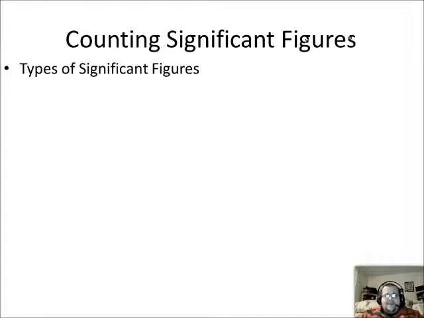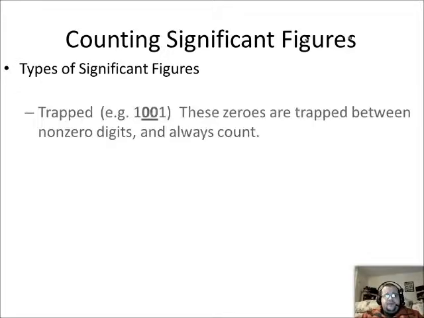Now, we have three basic types of significant figures when it comes to zeros. While all non-zero numbers are going to be considered significant, our three types of zeros are going to determine whether or not they're considered significant. We have trapped zeros, for example. For the number 1001, the zeros are trapped between two non-zero digits. Trapped zeros always count.